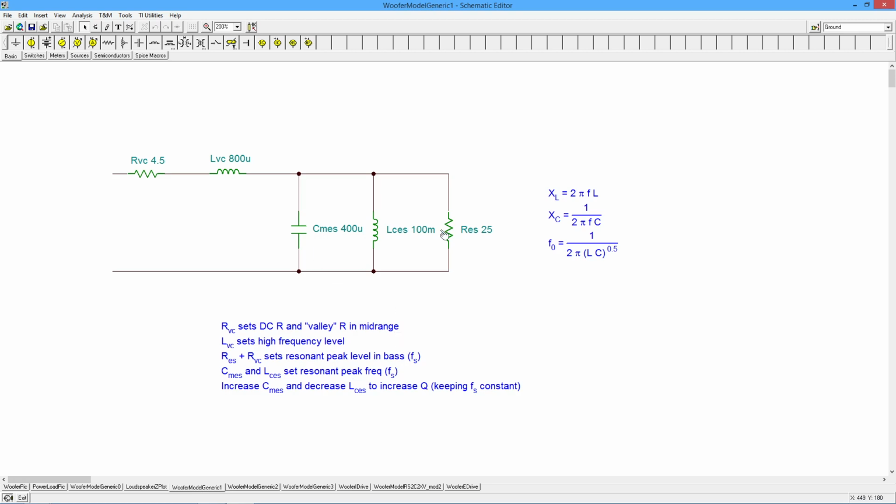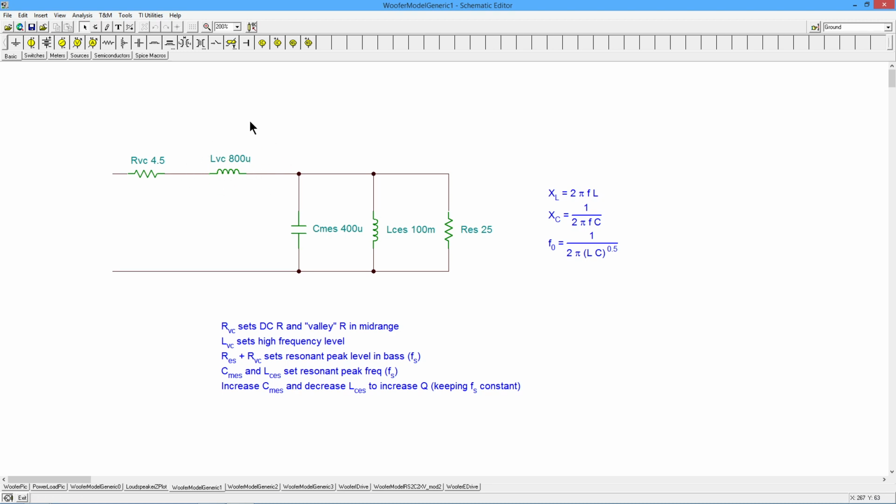Now, LVC, the voice coil inductance, that sets what's happening at the extreme high frequency, right? So we had this peak, and then it rose up again. Well, that rising up again, where it actually starts to rise and how high it gets, is a function of this inductor. If you want it to rise up faster to get to a higher value, you need a bigger LVC value, right, according to this equation. So you put in a larger value here.